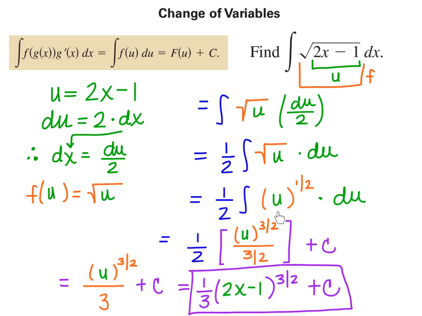So I just rewrite that as u to the 1/2, and then I'm going to integrate this guy. That gives me 1/2 brought down, u to the 3/2 over 3/2 plus c, and so these two things end up being 1/3 of that u value. So all I have to do is plug back in what u is actually equal to, which is 2x minus 1. So I end up with 1/3 quantity 2x minus 1 to the 3/2 plus c.